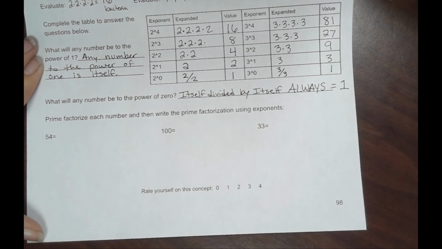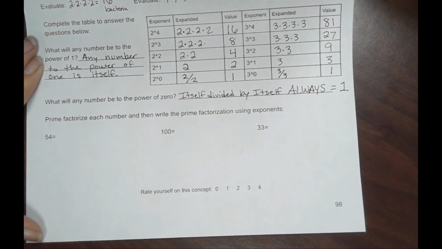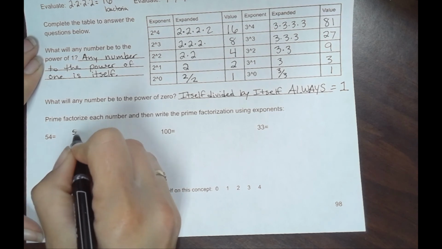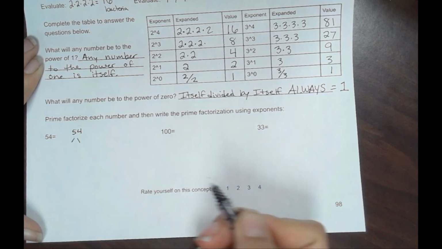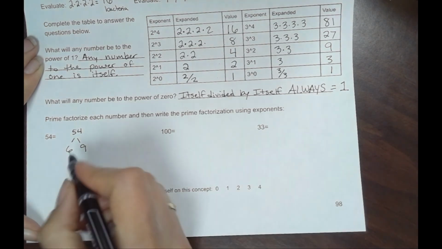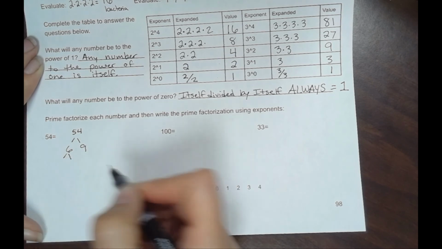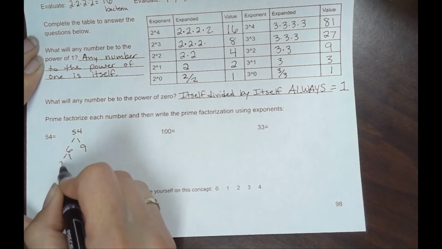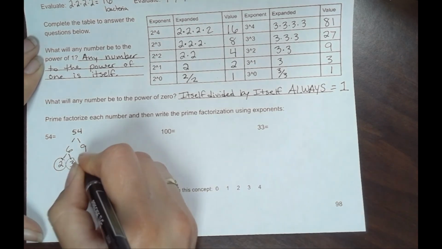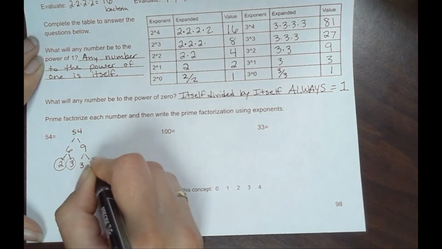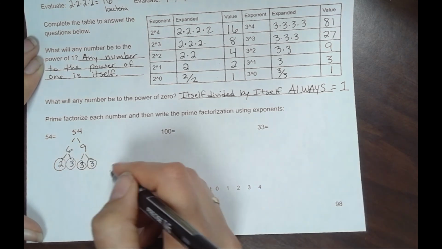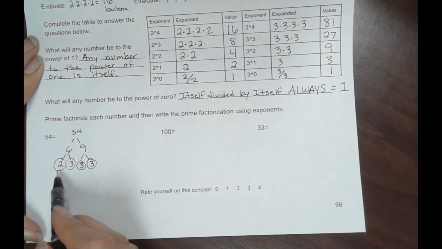Okay, now down here it says prime factorize each number, then write the prime factorization using exponents. So 54, if I make a factor tree here, I know that 6 times 9 can give me 54. So if I'm going to prime factorize, I'm going to break this down. 6 is equal to 2 times 3. 2 is prime and 3 is prime. 9 breaks down to 3 times 3.